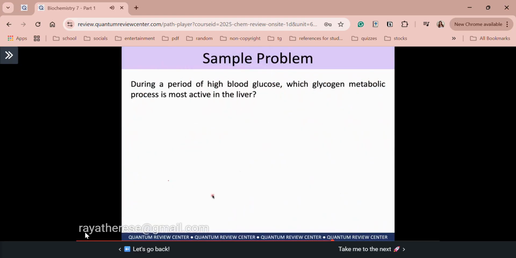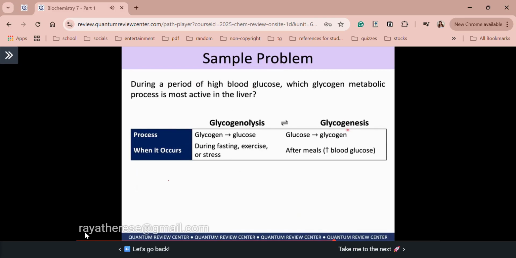So class, check your manuals. The answer is already given in your biochem notes. Here is our sample problem for glycogen metabolism. During a period of high blood glucose, which glycogen metabolic process is most active in the liver? Class, remember, high blood glucose. So what is active? Is it glycogenolysis or glycogenesis? I presented it earlier, right? So glycogenesis is actually the one that is active during high blood glucose concentration.